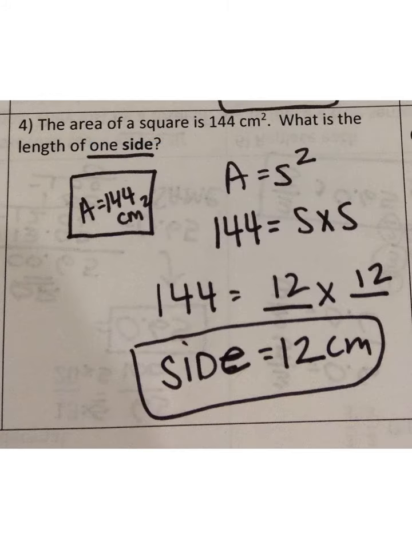Okay, so for these, if I don't have a picture, I always draw myself a picture. And so here's my square. Area is 144 centimeters squared. Formula for area of a square is side times side, or side squared. So I'm trying to figure out what number I multiply by itself to get 144. 12 times 12 is 144, which means the side is 12 centimeters.